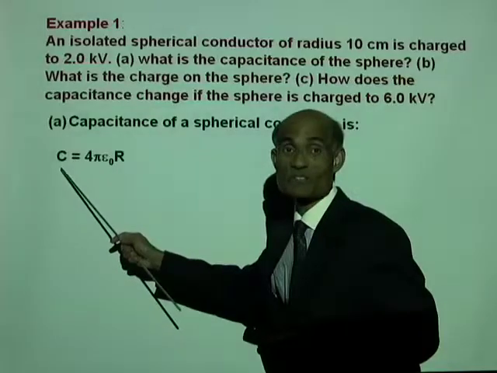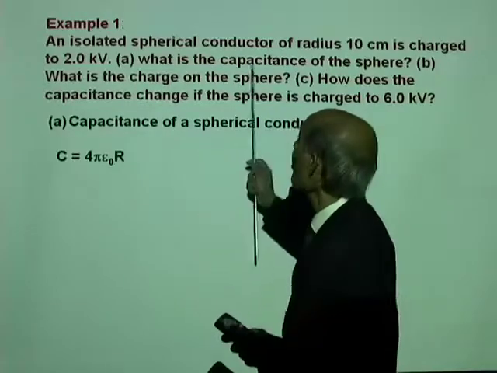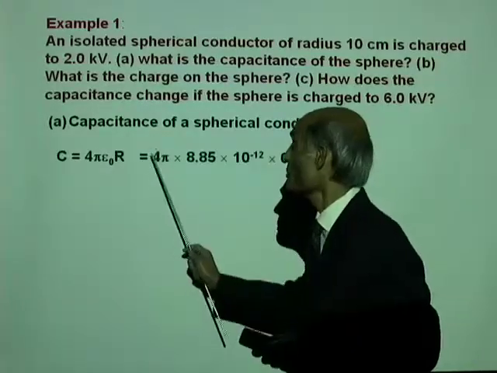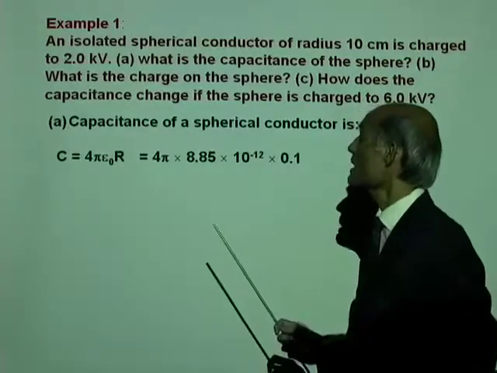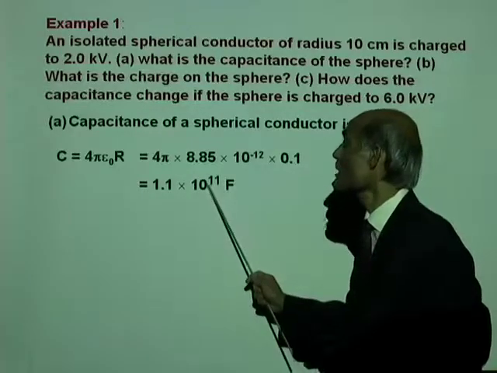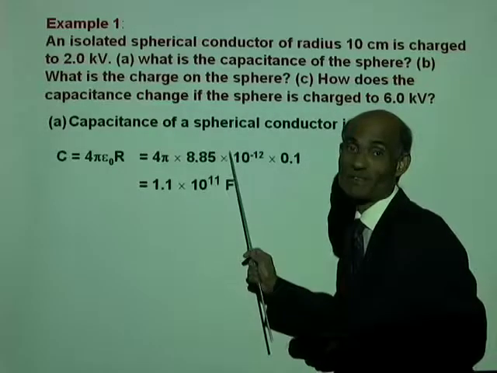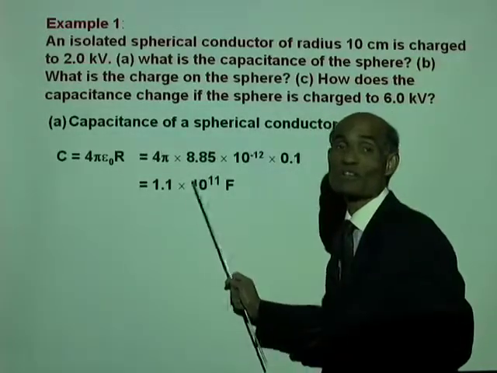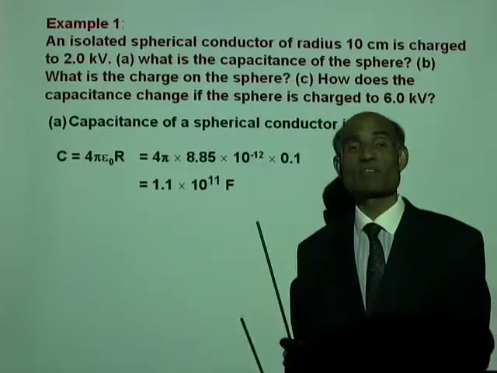So the capacitance of a spherical conductor is 4 pi epsilon naught r, and we have all those values. The radius is 10 centimeter. All these are constant values. That will be 4 pi times epsilon naught times the radius, and that is 1.1 times 10 to the, what's wrong in here? 10 to the negative 11, not positive 11. You will not get positive 11 if you do this. So the capacitance of our spherical conductor is 1.1 times 10 to the negative 11 farad.